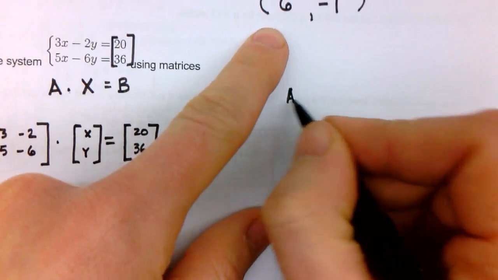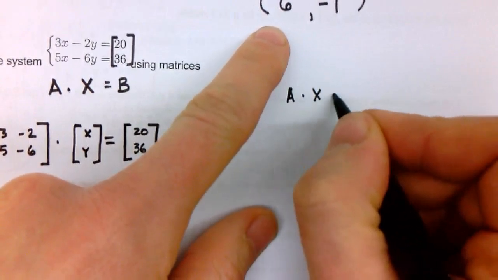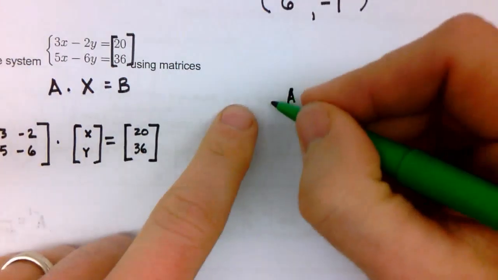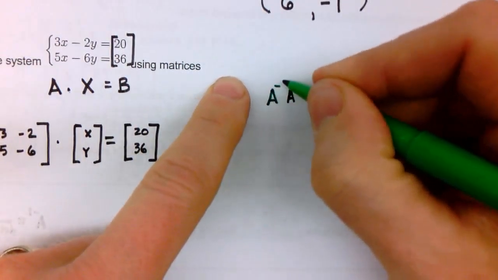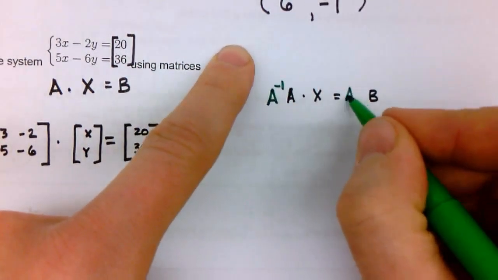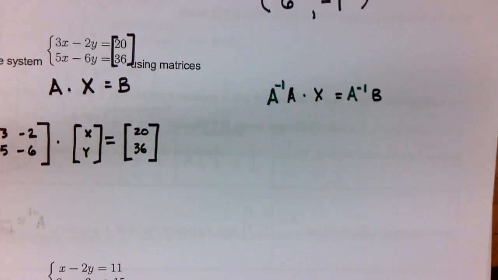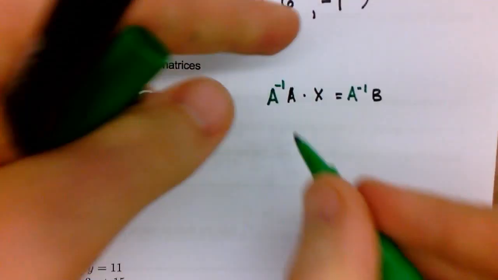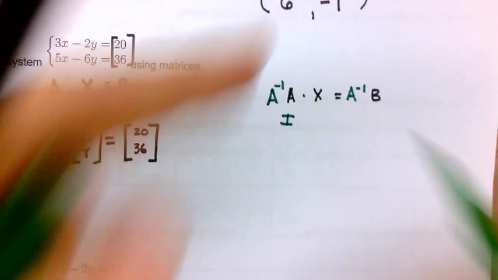You're only going to need to write this once. If you have A times x is equal to b, what you do is you take both sides and multiply by the inverse. You don't divide. There is no division with matrices. There is only multiply by the inverse. And so right here, inverse times A is going to give us I.